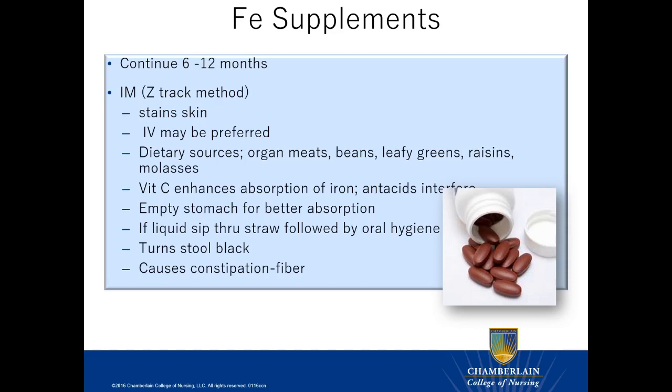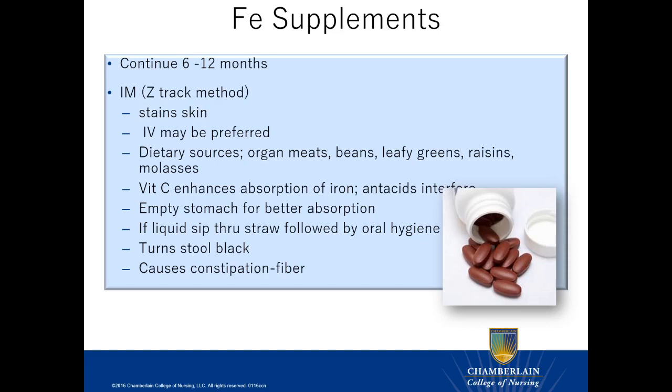Vitamin C, we do know, enhances absorption. And so it's good to give this medication with vitamin C. Orange juice, for example, would be a great way to give iron supplements. What we do know is that calcium, antacids, those things, milk then, would actually interfere with absorption. So we do not want to give it with those things. Empty stomach, better absorption, but with food if there's irritation or whatnot. And vitamin C is the best thing to give it with. We talked about sipping it through a straw.